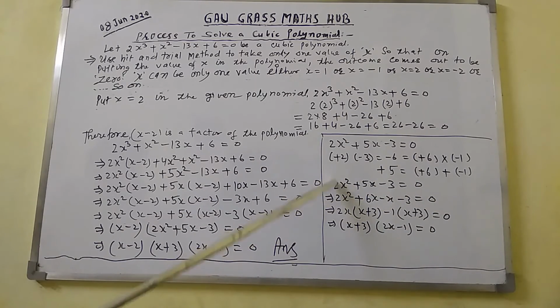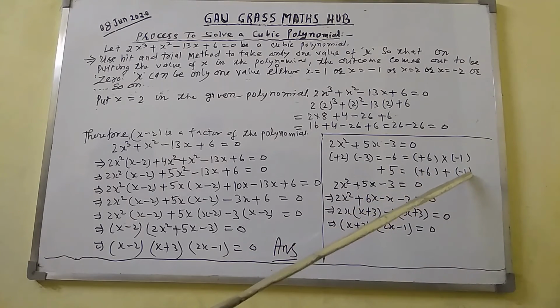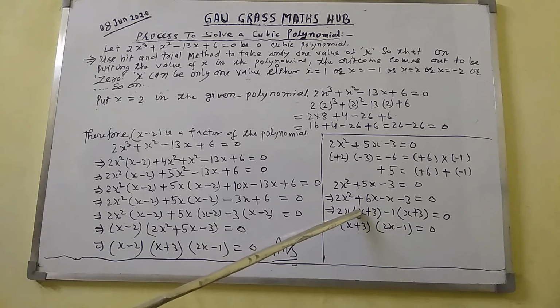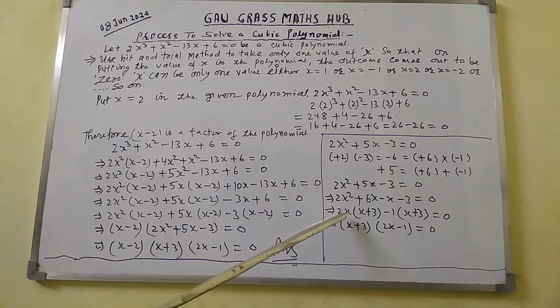Here repeat the same thing, 2x square. Now you can see plus 5x is in the middle. So here I have applied the middle term splitting method. Plus 5x will be split as plus 6x plus minus 1x. Here I have written 2x square plus 6x minus x minus 3 equal to 0. Now here you can take common x. If you take x common here, in bracket it will come x plus 3. Here take minus 1 as common, in bracket it will come x plus 3, equal to 0.